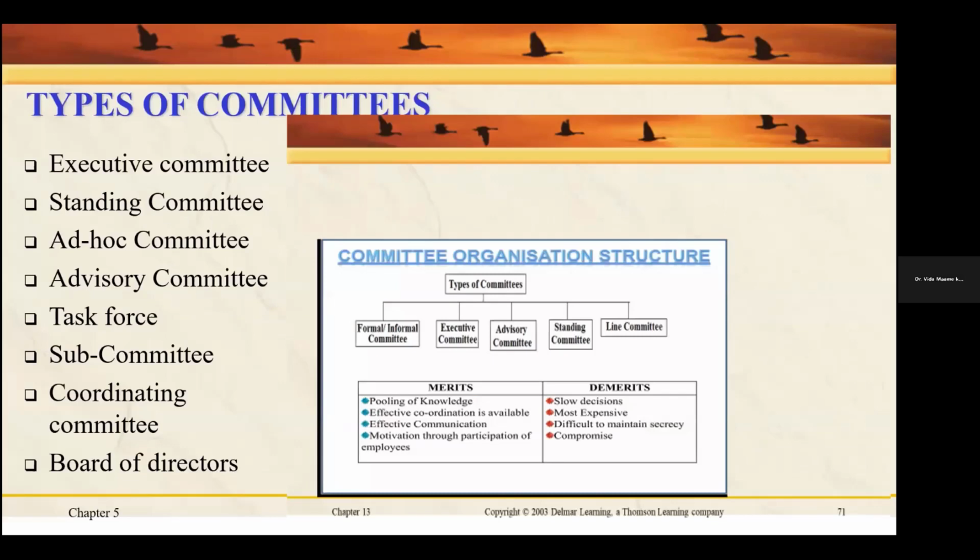So these are the types of committee that we have. Sometimes you have the executive, standing, ad hoc committee. They also have advisory. You can also have the task force. You can also have subcommittees, coordinating committee, and we also have the board of directors.